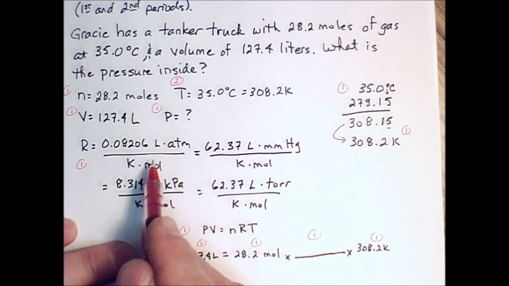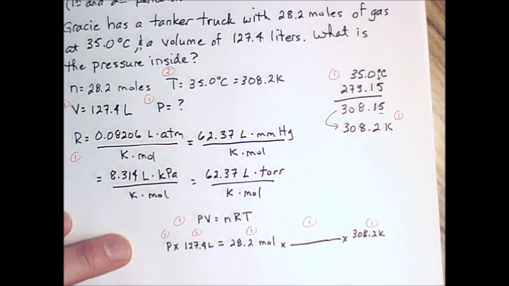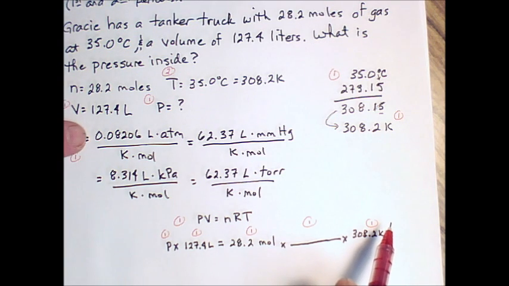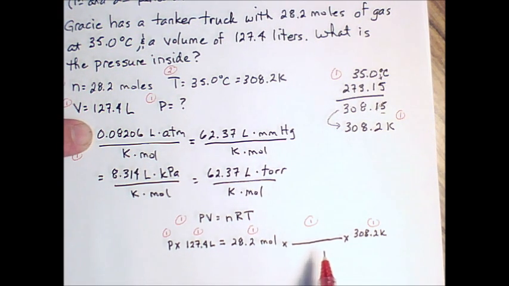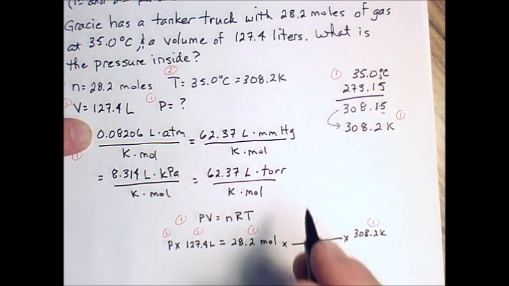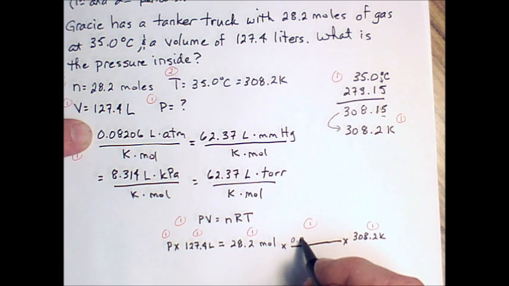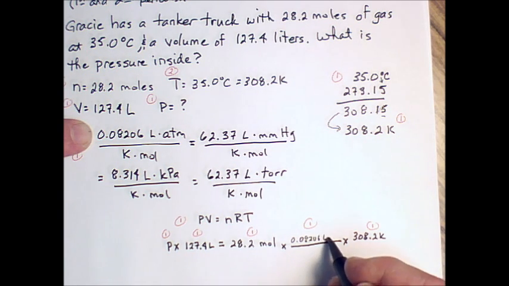Okay, so let's start with the first one here. So if you're grading a student's paper and they have this number with all these variables right in here, that's worth a point. So I'm going to put that in here on this paper. 0.08206 liters times atmospheres over Kelvin times moles. Okay.